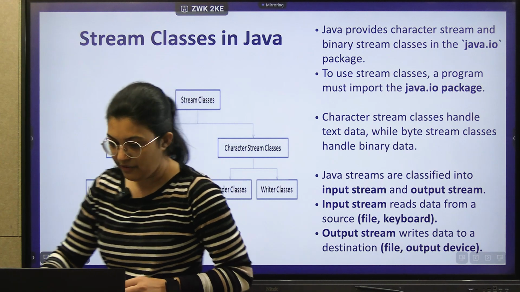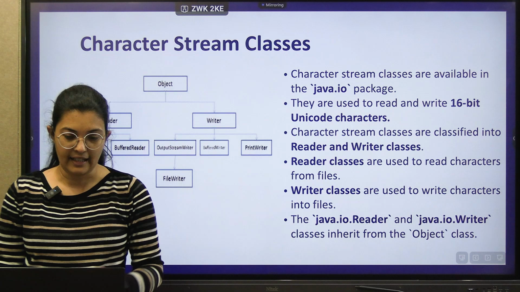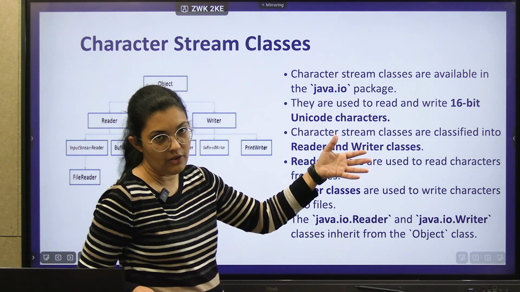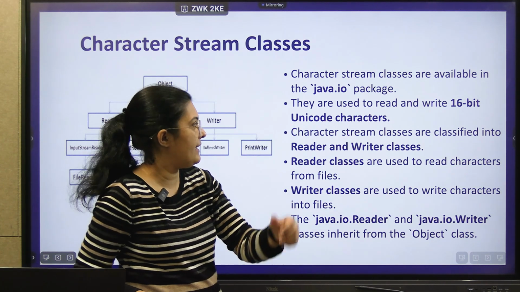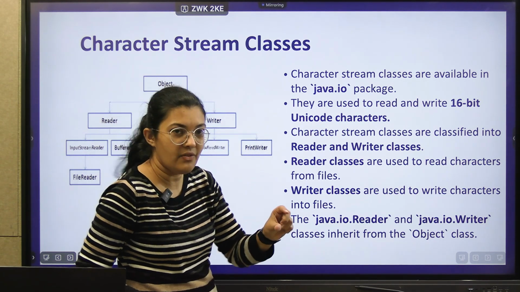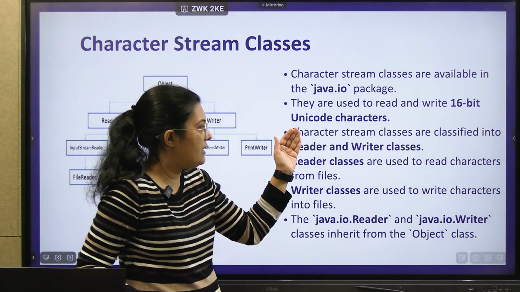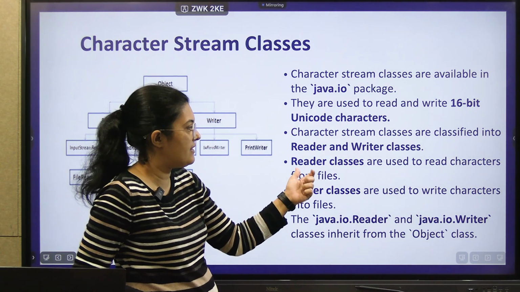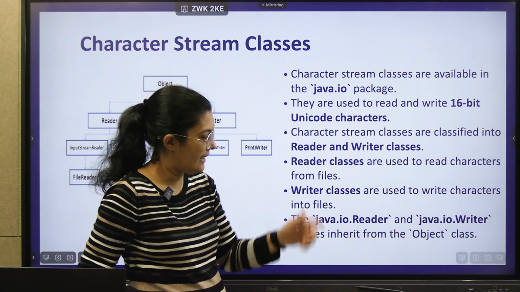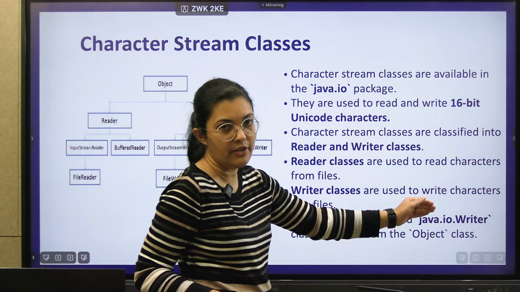Now in this part we will learn about the character stream classes. So let's start with the character stream. Again, character stream classes are available in java.io. Whatever value you write is considered a 16-bit Unicode character. That means all integer values are also considered character values. Character streams are classified into Reader and Writer classes. The work is the same: Reader is used to read data and Writer is used to write data. Those classes are available as java.io.Reader and java.io.Writer.